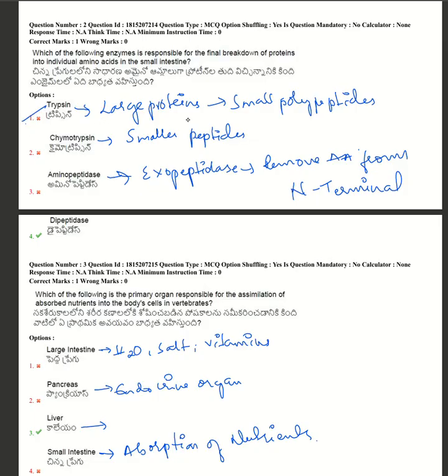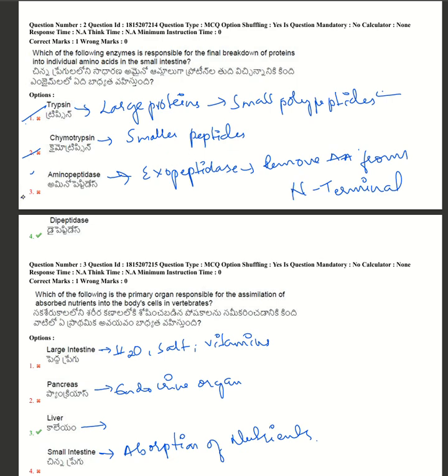In trypsin, large proteins are converted into small peptides. Small polypeptides means a protein is a combination of many polypeptides, right? So these large proteins are getting broken down into the small polypeptides. Then chymotrypsin. Chymotrypsin is breaking the protein into the small peptides.